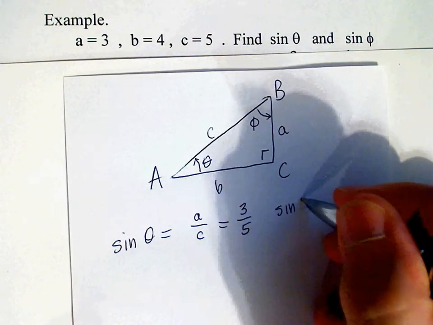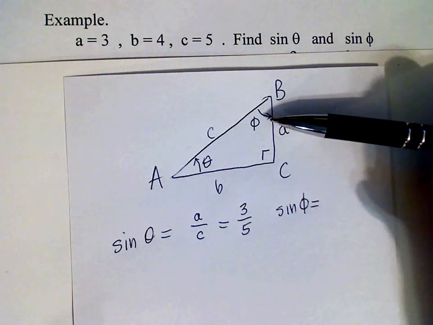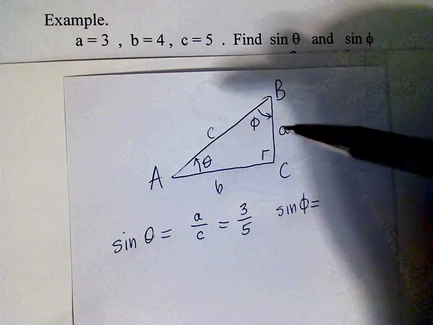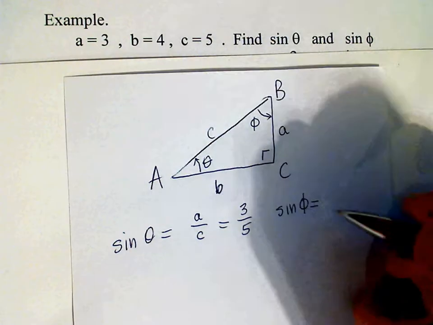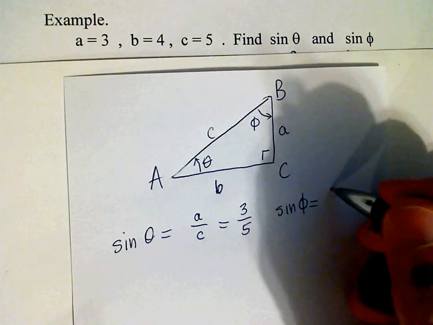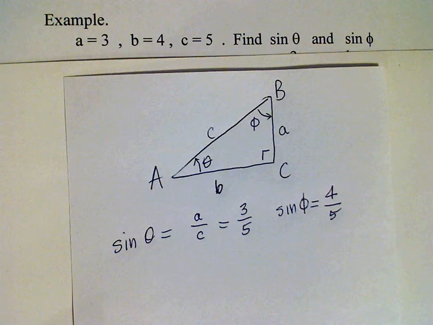And then sine phi is the ratio of the side opposite, in this case is b, little b. And b is 4, so we have 4/5. And that's all there is to that.